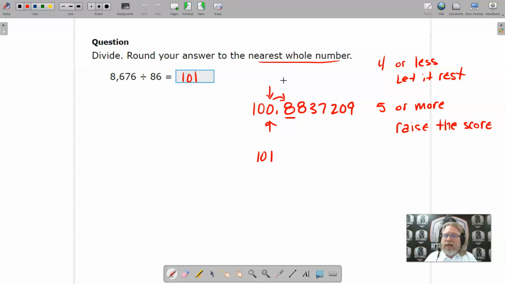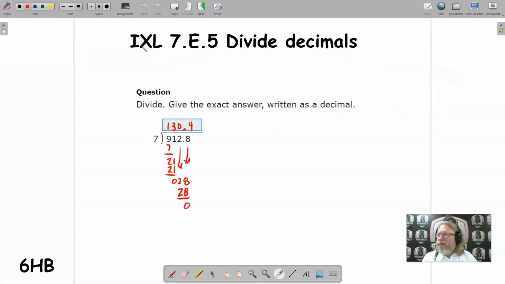Bear in mind that you need to understand place value and rounding. The whole 4 or less, let it rest. 5 or more, raise the score. But understanding where place values are and how to round numbers, that's pretty important in this activity as well. So those are all of my examples for IXL 7.E.5, divide decimals, and good luck with your activity.